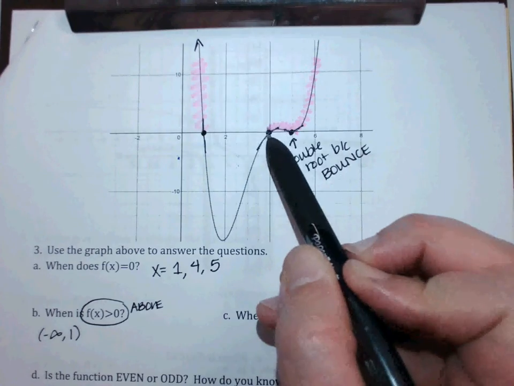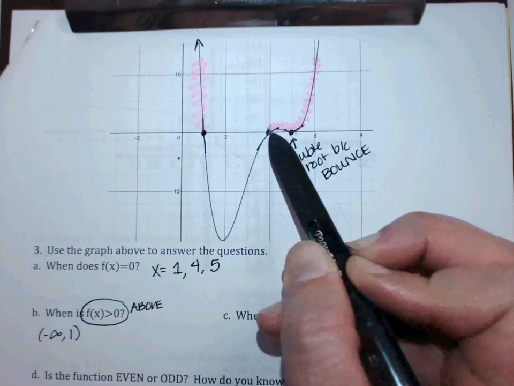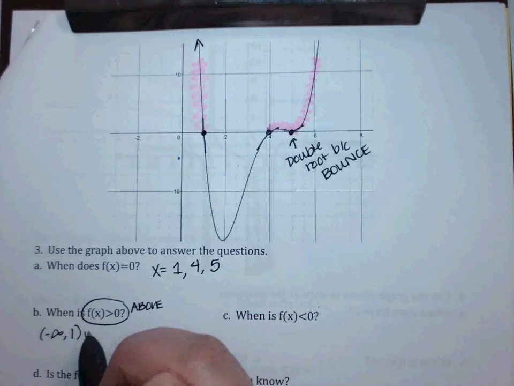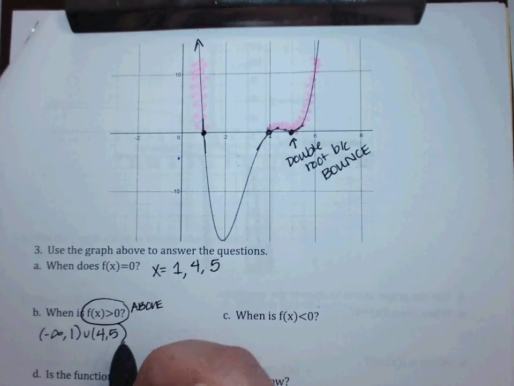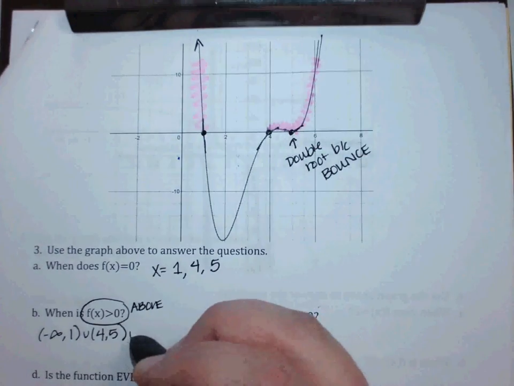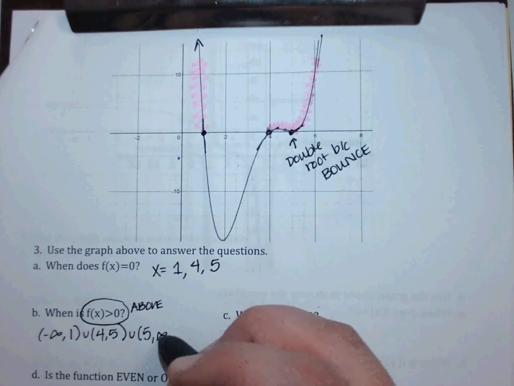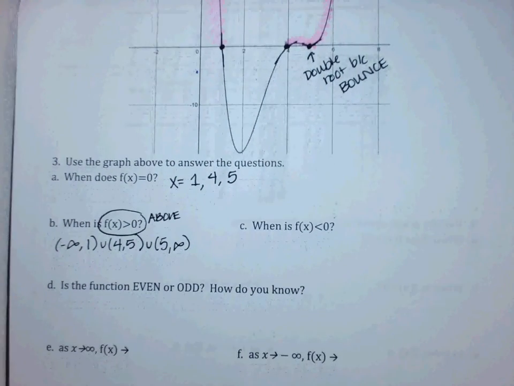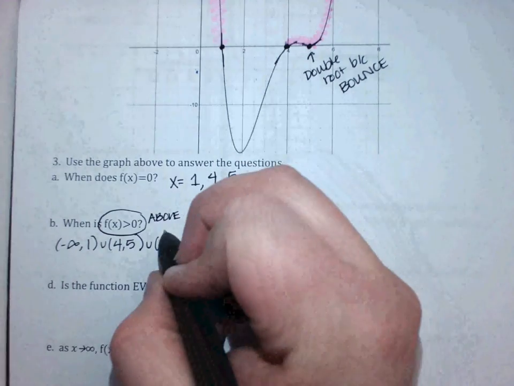Okay, then what about this little rainbow right here? 4 to 5. Don't forget your little u. And then what about my last little chunk right here? 5 to infinity. Good job, Miriam. Okay? Because I'm above the x-axis.